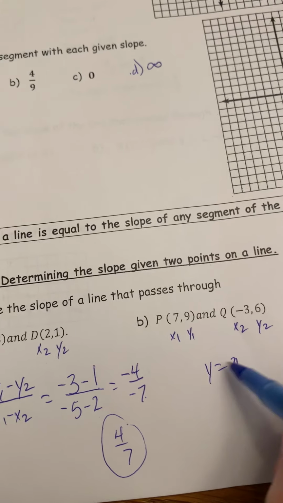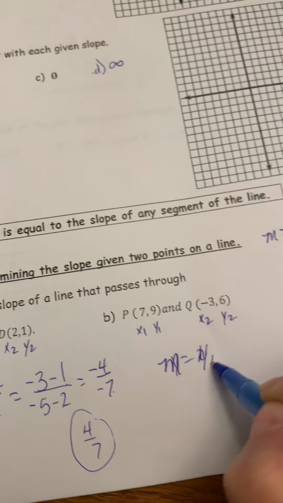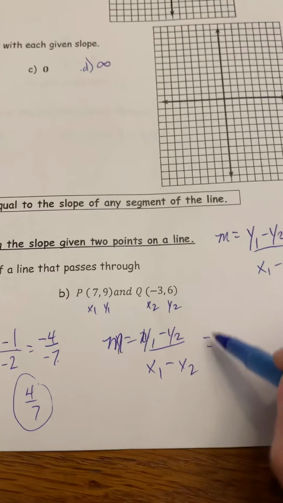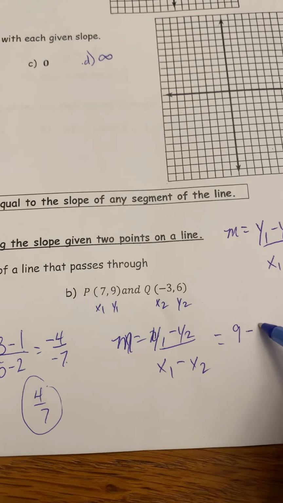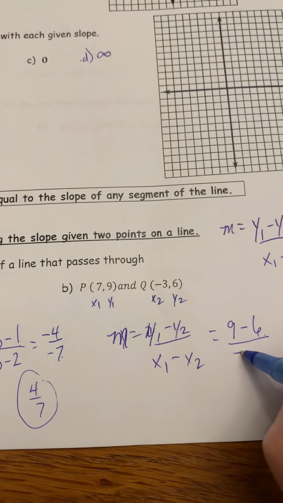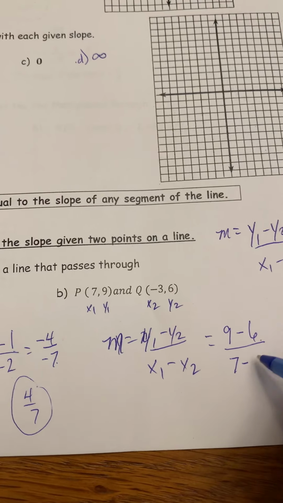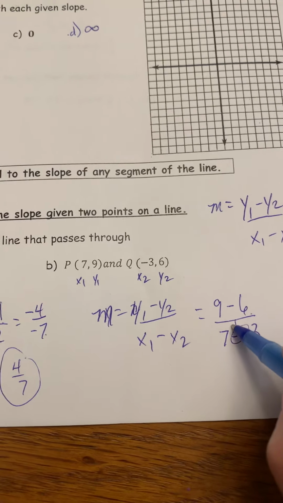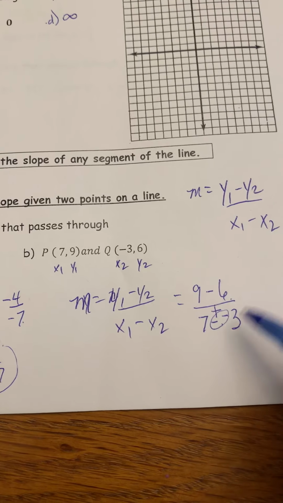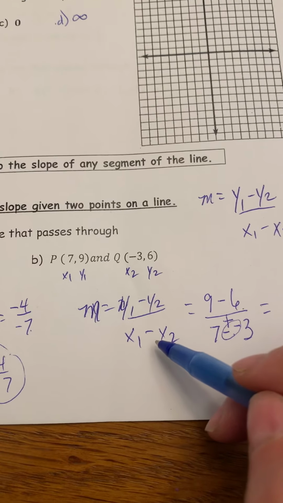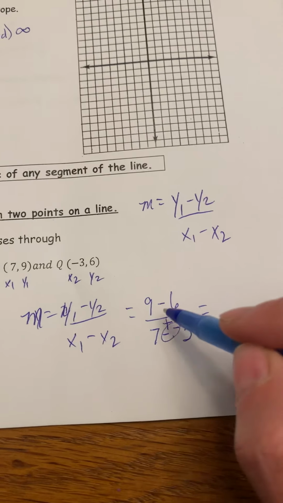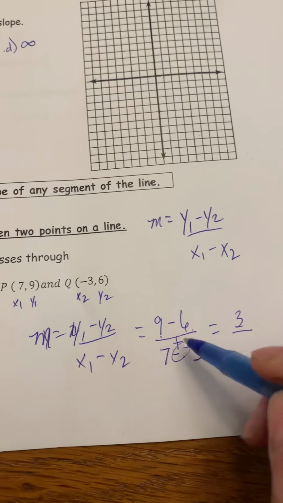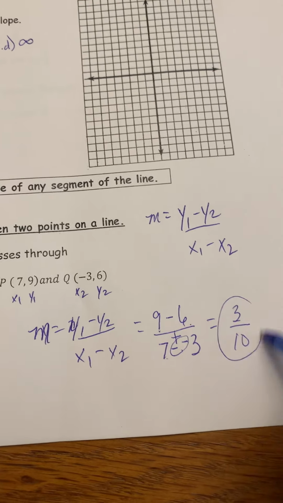x1, y1, x2, y2. I always write the formula down incorrectly, apparently. Okay, and then we plug this in. So we're going to get 9 minus 6 over, and now I want you to be super careful here, 7 minus -3. What happens when we have two negatives in a row? It becomes a positive. The formula can't change, so we have to be really aware of our integer rules. 9 minus 6 is 3, and 7 plus 3 is 10, and that's our slope.